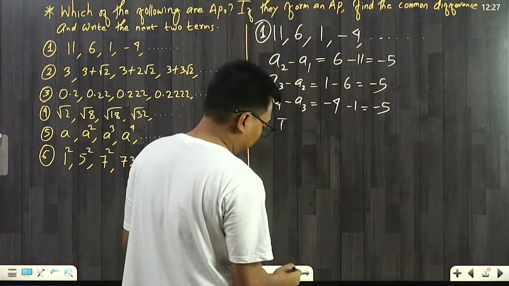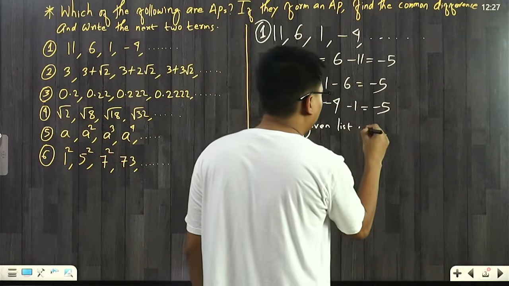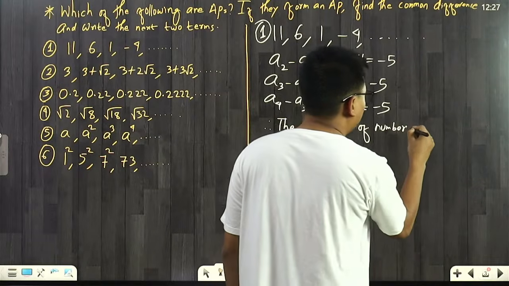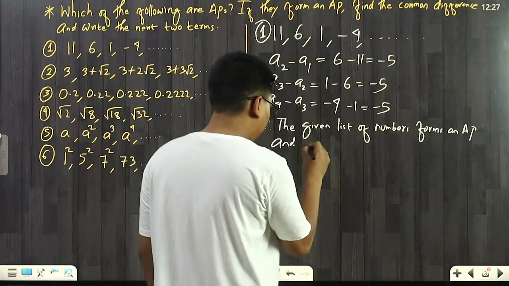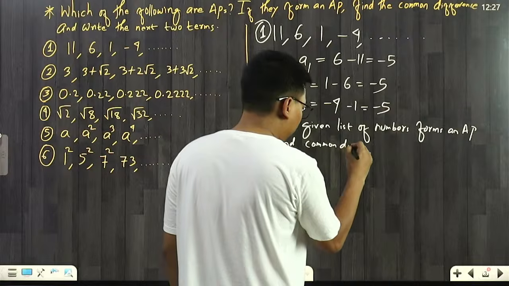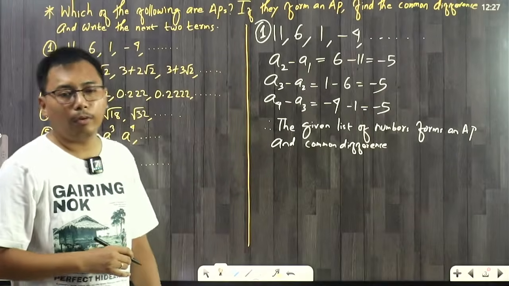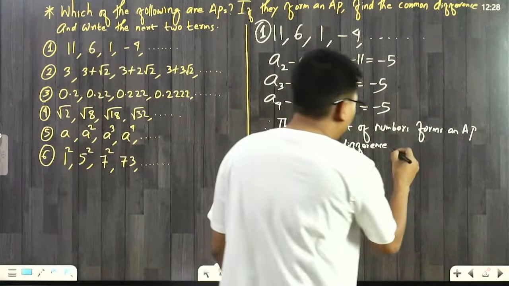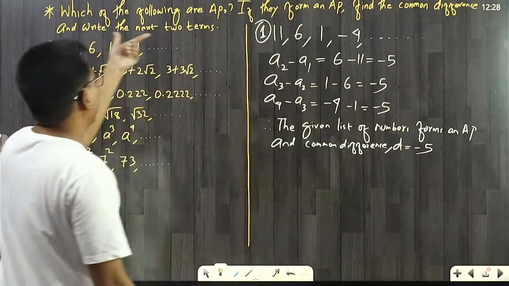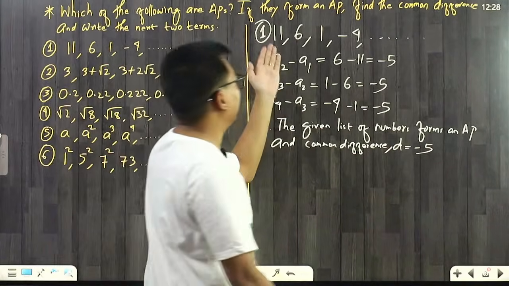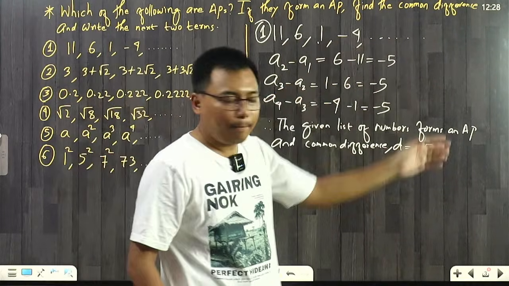Therefore, the given list of numbers forms an AP. And common difference. Which letter do we use to denote common difference? We use small letter d. So common difference d is equal to minus 5. And we have to find the next two terms. What would be my next two terms? See, this one is A1, this is A2, this is A3, A4. So my next two terms will be A5 and A6.